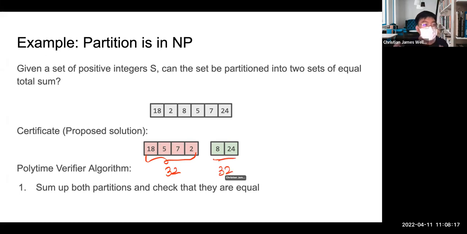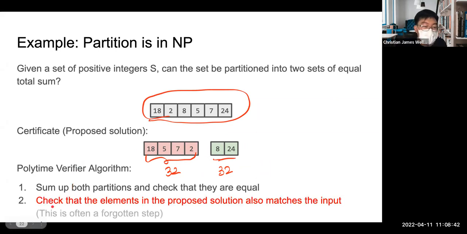Aha, great. So these two sets that someone proposed to me as the answer are indeed equal. But are you convinced really that this means that this is a yes instance? Quickly just look at this. It seems to make sense. You sum up both sides and then call it a day that, oh yeah, they are really equal, right? But well, maybe the verifier should be a bit more careful. What it should do also is check that the elements in the proposed solution also match the input.